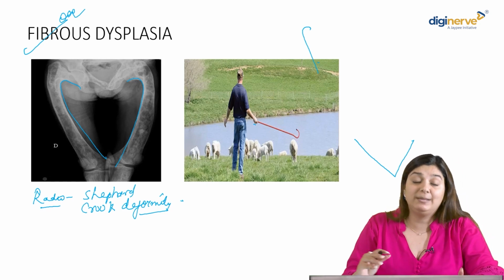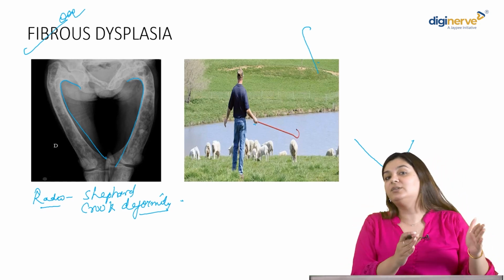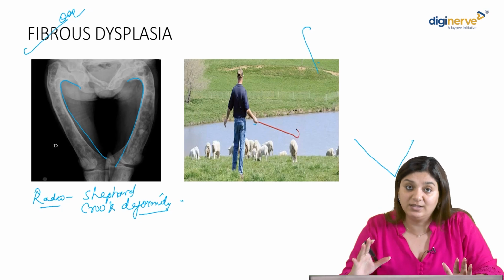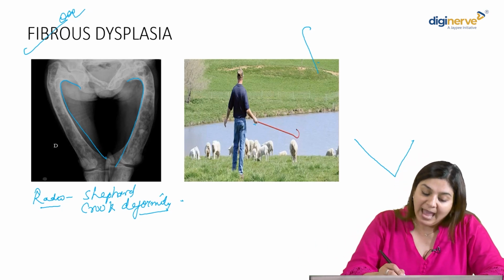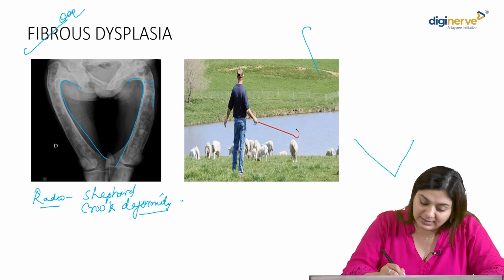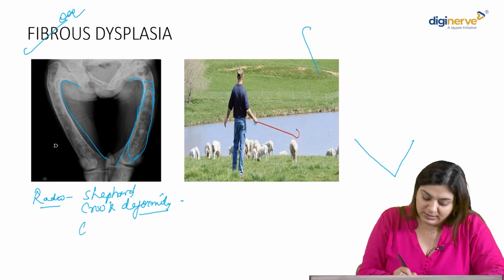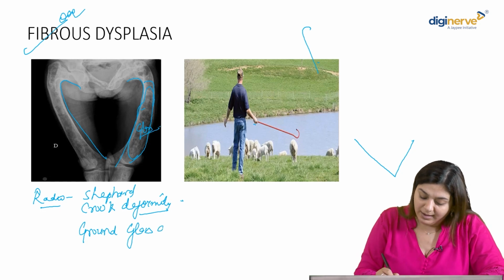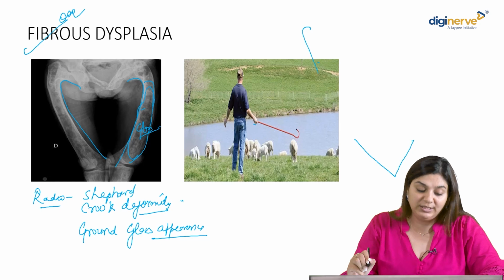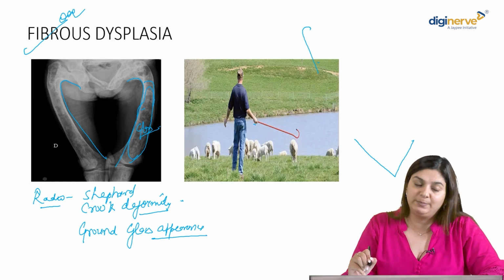We pathologists imagine things and link it with it so that it becomes easier for us, and in a similar way radiology also goes. And now if here you see, this is like a ground glass appearance. Can you see this? So this is another thing that you will see, that is the ground glass appearance on radiology that you see of fibrous dysplasia.